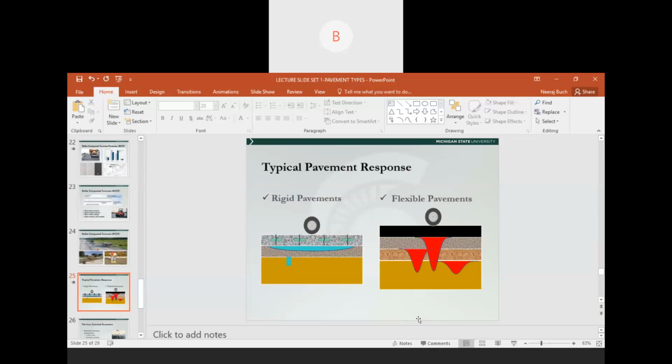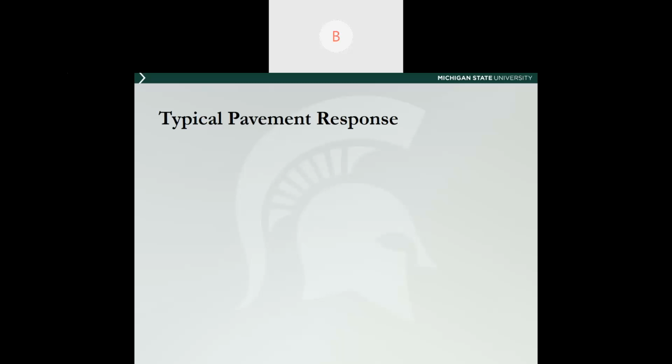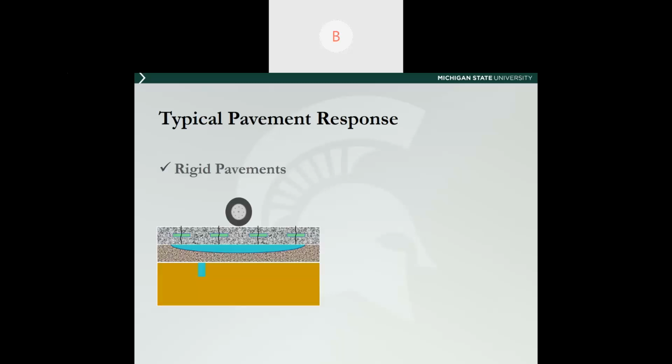So there are many differences. I just saw a message to put this in slideshow. The problem is... Okay, well, maybe it works now.